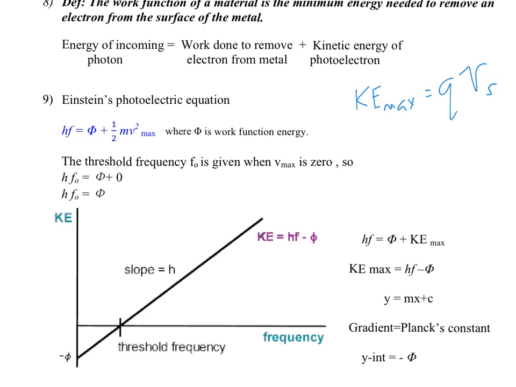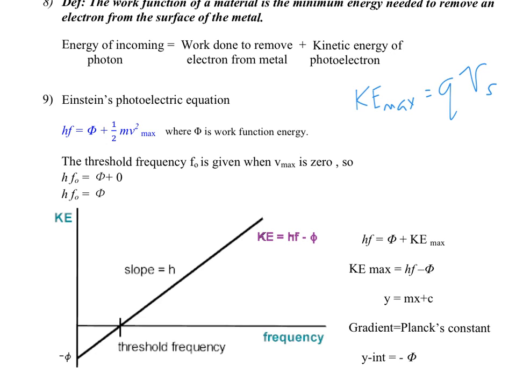So he modified this general equation for these particular electrons at the surface of the metal. He says, therefore, the energy of the incoming photon, which is hf or hc over lambda, is equal to the minimum work done to remove an electron from the surface of the metal. So that is called your work function energy. So this symbol here, work function, represents the minimum work done to remove an electron from the surface of a metal. That is the definition of work function energy. Therefore, these electrons will have the highest Ke. So this is Einstein's photoelectric equation that you must memorize.